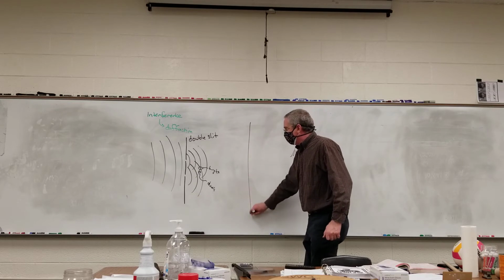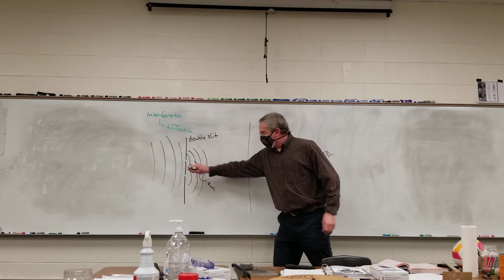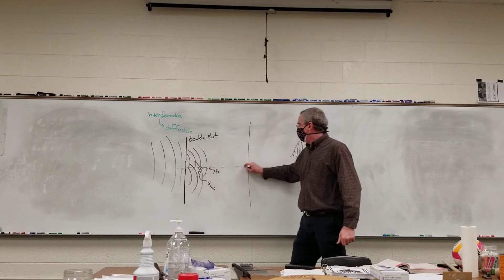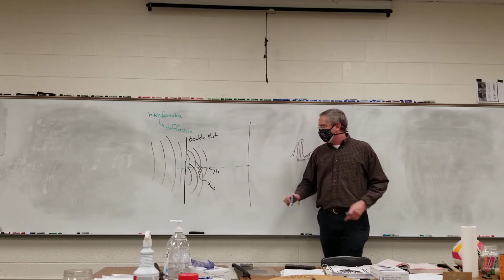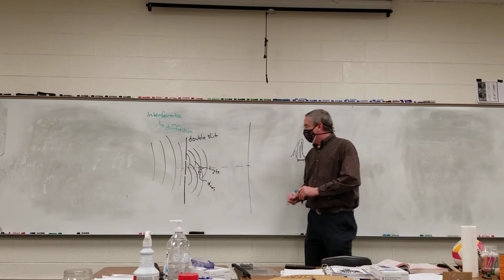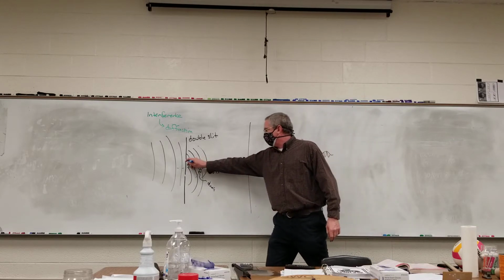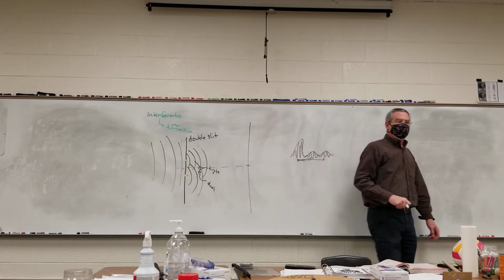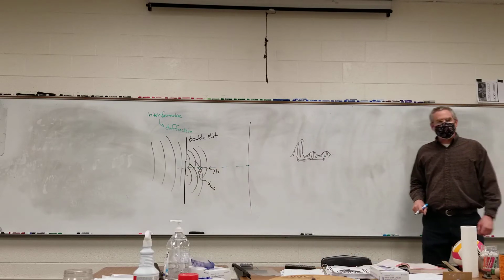So ultimately we have a screen over here, and so we have some middle spot, some central. That's where you get the brightest spot right there, because the distance from here to here is the same for both of them. It would definitely be constructive interference, because they are both in phase.